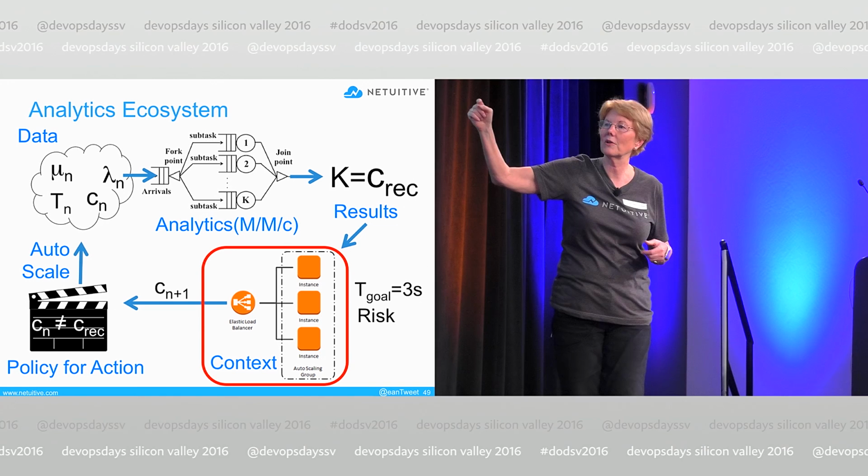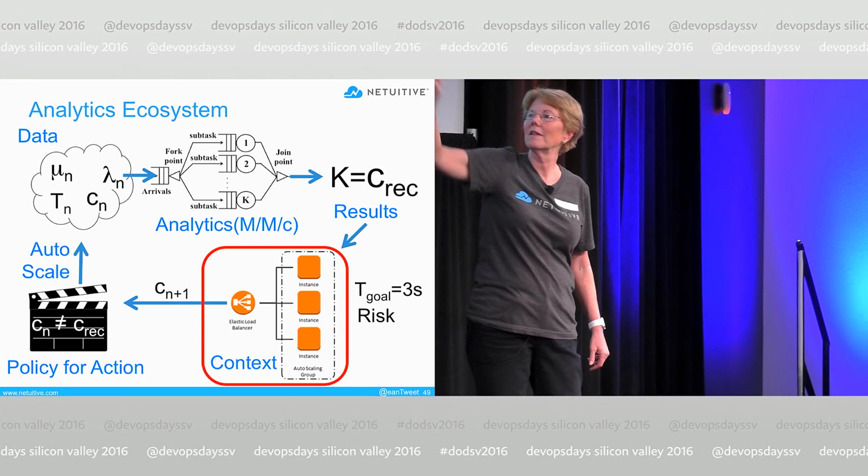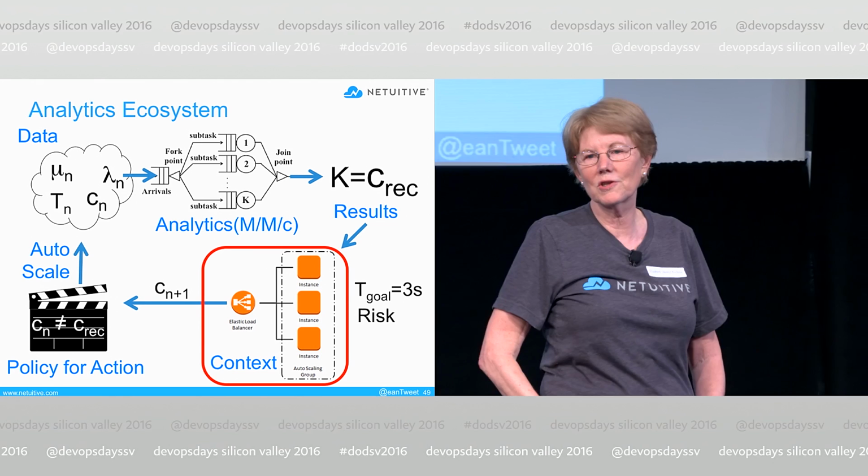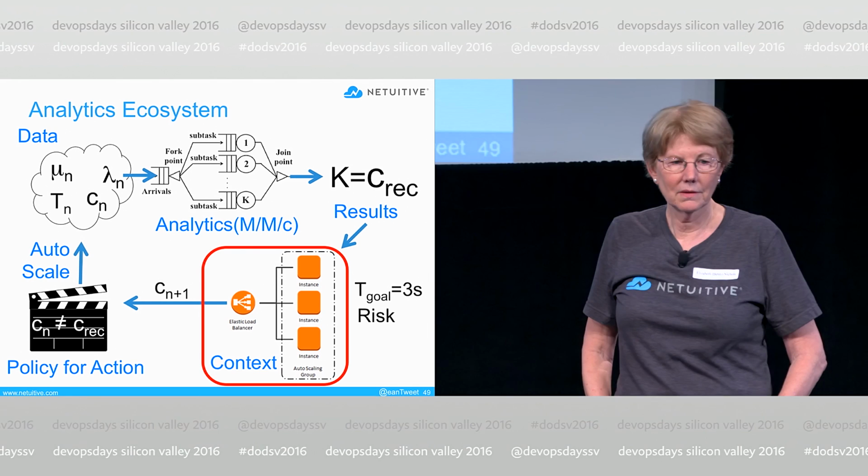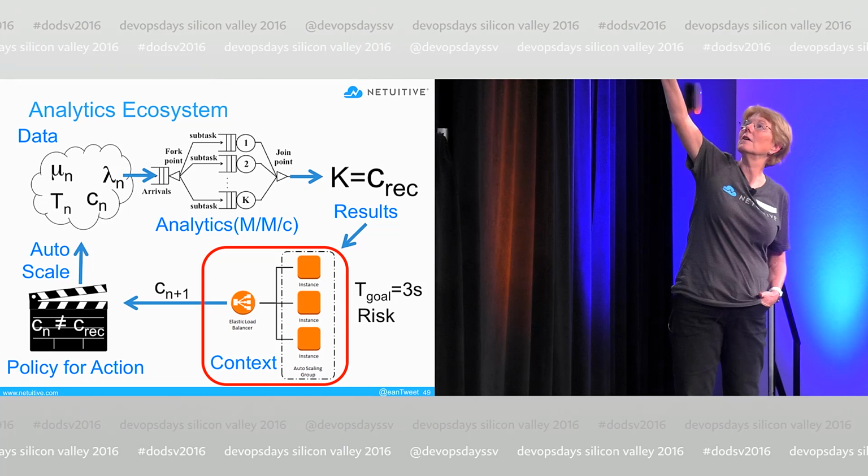One of the things that can happen is, first of all, there's a block here that is looking at the current situation versus the recommended situation. And if it's different, then that can be fed back into the original model, and you just get a cycle.